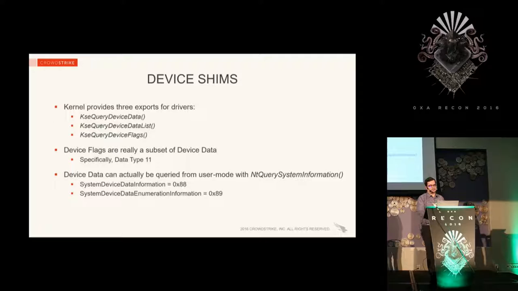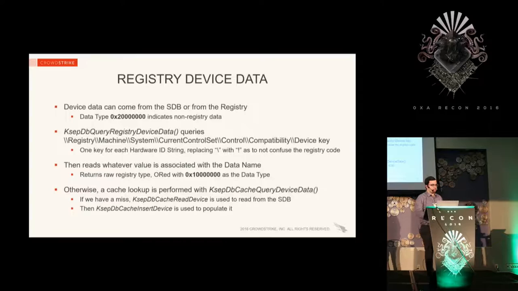The other place device data can come from is the registry. So device data can either come from the SDB database when it's loaded off the disk, or it can come from the registry. In the registry, you have this regkey: Registry, Machine, System, CurrentControlSet, Control, Compatibility, Device. You take a hardware ID, like USB ampersand some number, slash, bus ampersand some number, and you replace all the slashes with bangs. If there's anything in there, that means there's device data for that device path, for that hardware ID.